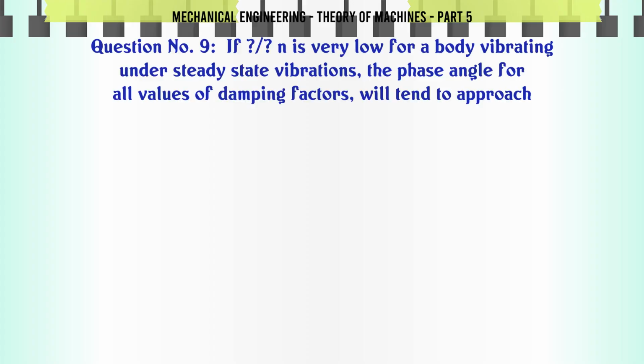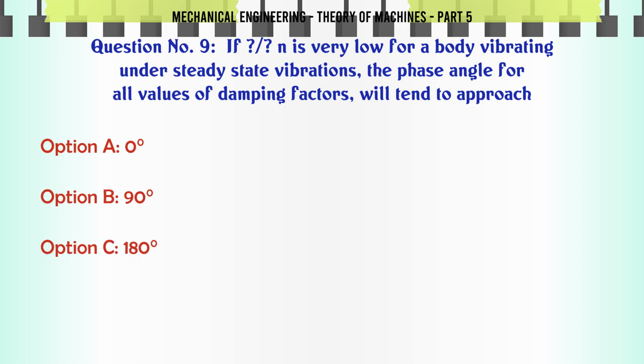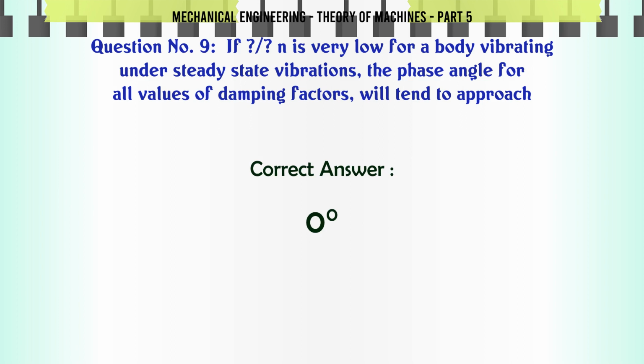If ω/ωn is very low for a body vibrating under steady-state vibrations, the phase angle for all values of damping factors will tend to approach A. 0. B. 90. C. 180. D. 360. The correct answer is 0.